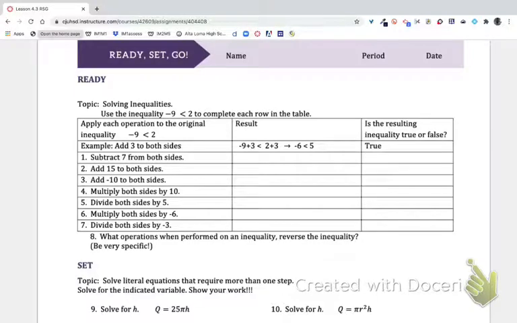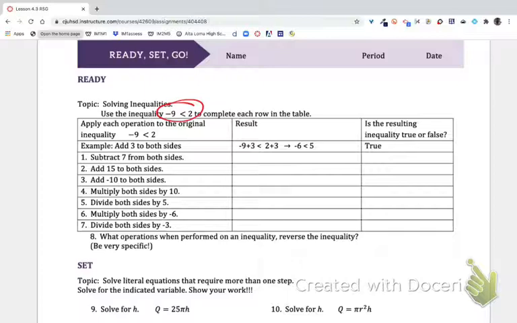The ready, set, go for lesson 4.3 is very long. It seems like a lot, but when we go through it, there's really not a whole lot to the problems. They're very concise problems. So for numbers 1 through 7, it's asking you to perform operations on -9 is less than 2. And I'm just going to go through 3 of them to give you a little bit of a head start.